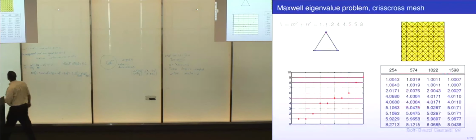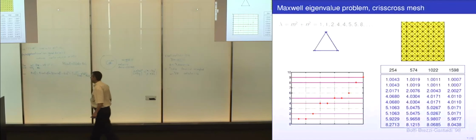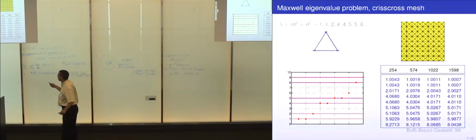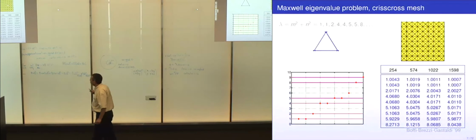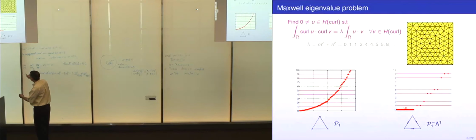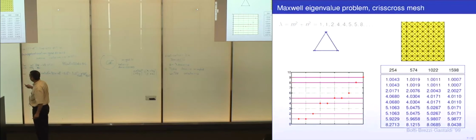A very interesting example came up from Daniele Boffi, Franco Brezzi, and Lucia Gastaldi, who did the same problem and analyzed it on a crisscross mesh, a uniform crisscross mesh. And of course, the Raviart-Thomas method works fine. But here's what you get if you use continuous piecewise linears. You get this picture. Nothing like the bad one we had before. And it looks pretty good. 1, 1, 2, 4, 4, 5, 5, 6, 8. Then you say 6. It's not supposed to be a 6.